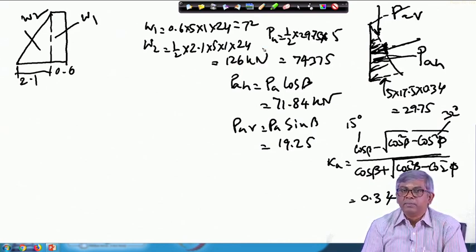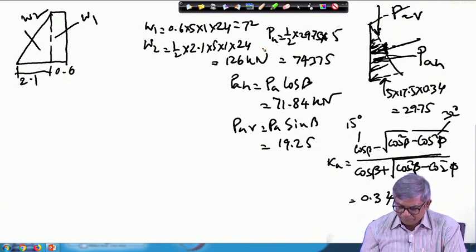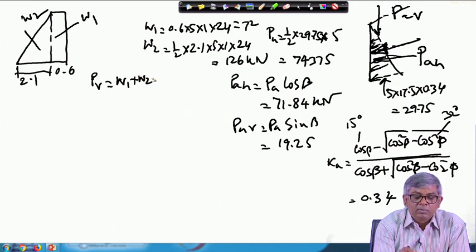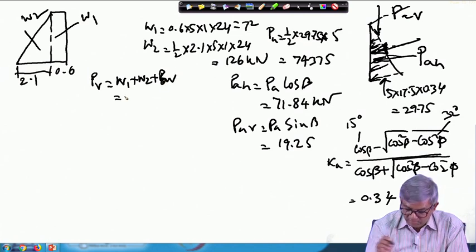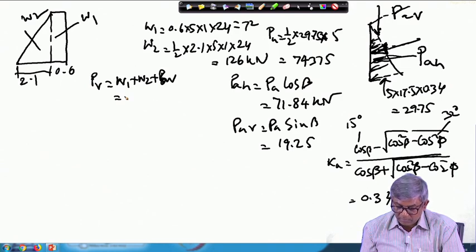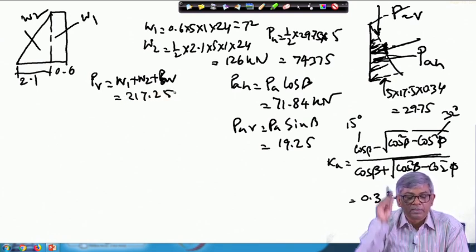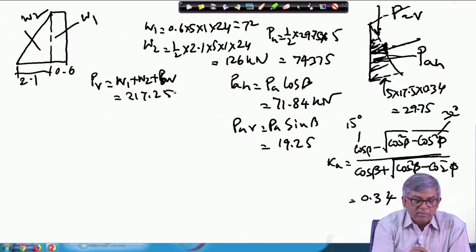Okay. So, now how many forces are there? W1, W2, PAV and PAH. So, that means I can find out the total vertical force PV, which will be equal to W1 plus W2 plus PAV. So, that gives you PV equal to 217.25.